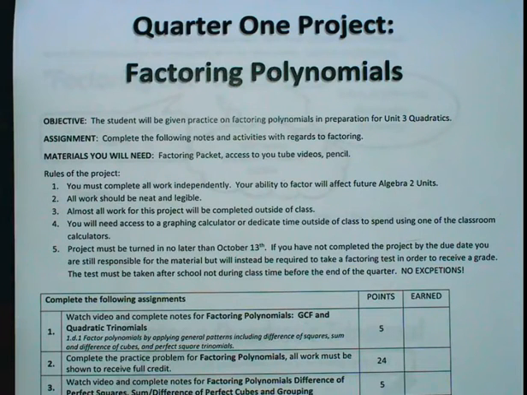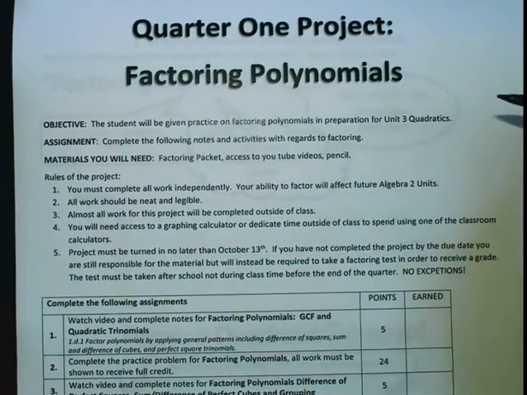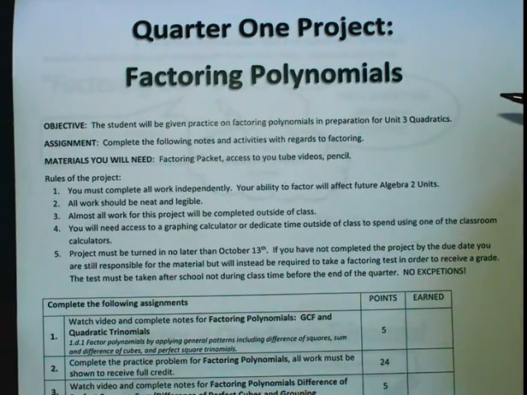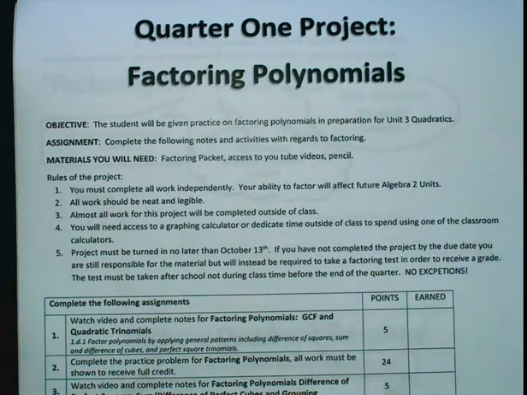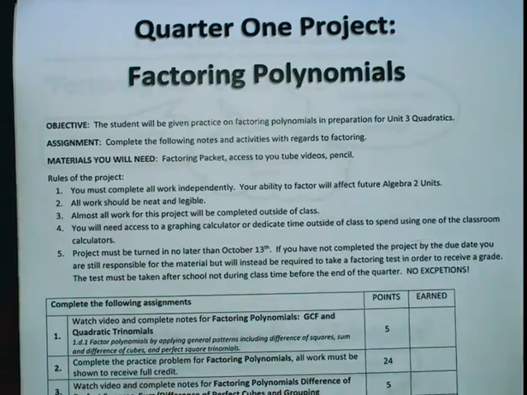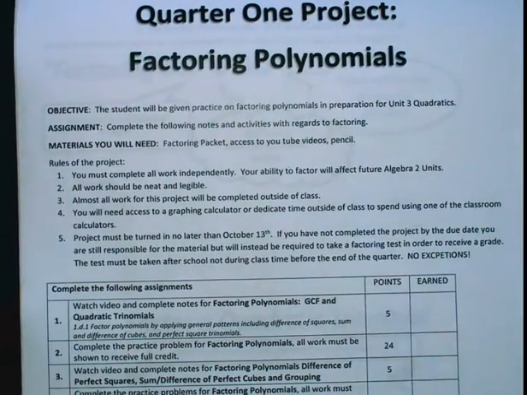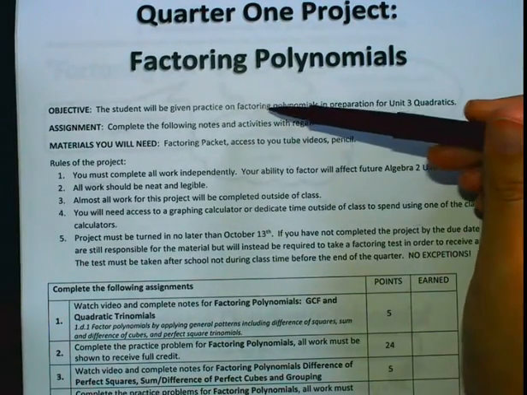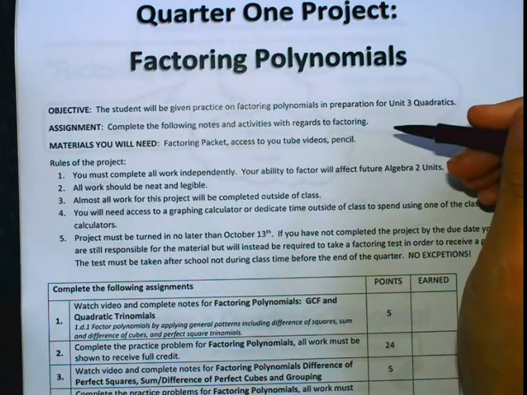This is the quarter one factoring project. The objective is for the student to be given practice on factoring polynomials in preparation for Unit 3 quadratics. Unit 3 quadratics requires you to know how to factor, and you also learned how to factor in Algebra 1. So much of this project is a refresher from Algebra 1. The assignment is to complete the notes and activities in this packet regarding factoring.